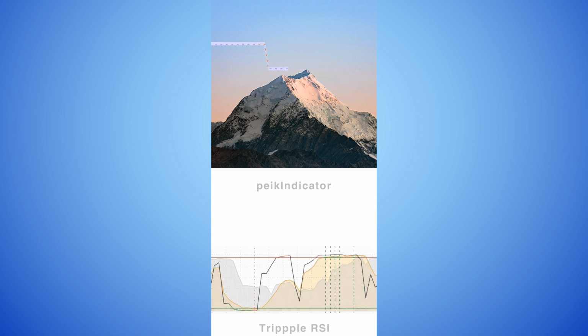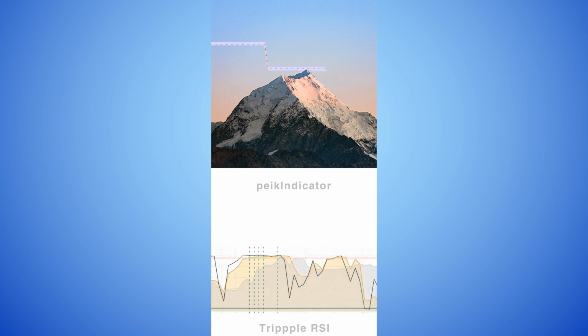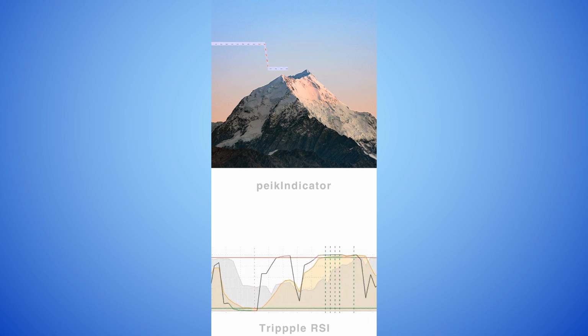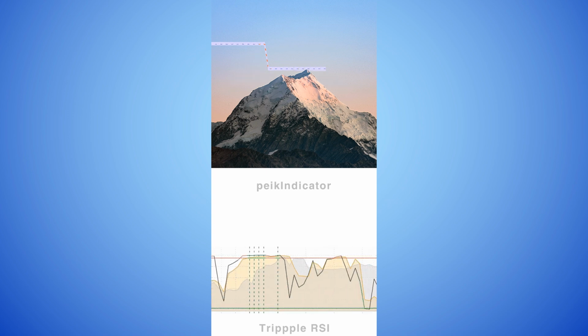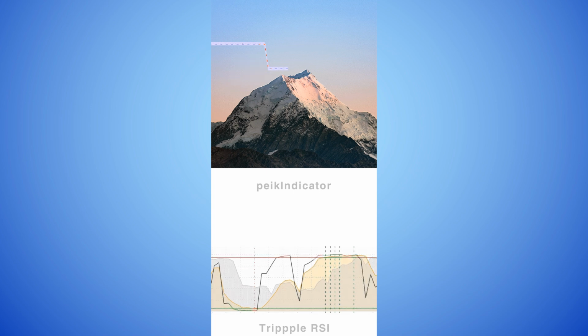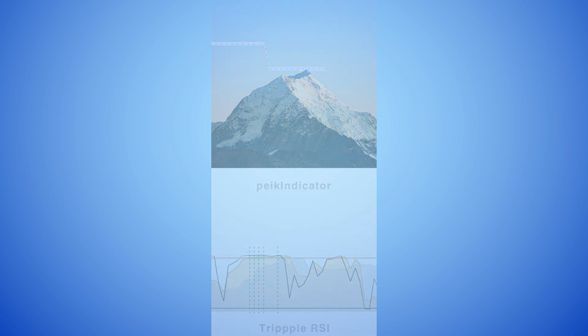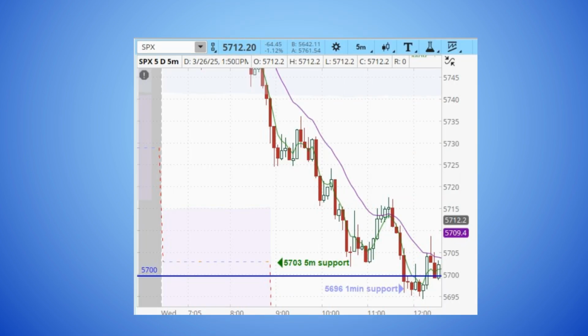Okay, so instead of just identifying past turning points, it's trying to predict where the next ones might pop up. Right. It's trying to peek around the corner, so to speak. I like that. Now, the blog post we mentioned, they had a really great real-world example to show this in action. It was focused on the SPX, the S&P 500 index, back on March 26, 2025.